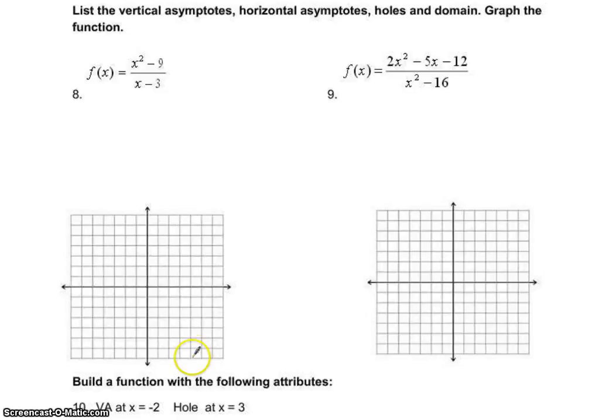Looking at number 8, it wants you to find the vertical asymptotes, horizontal asymptotes, holes, and domain. I like to start by making a list of what I'm looking for. I'm looking for holes, vertical asymptotes, horizontal asymptotes, and the domain, and then I'm going to graph it. Remember, the first thing you do for any problems is factor the top.